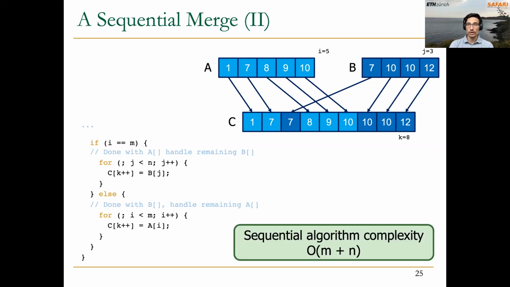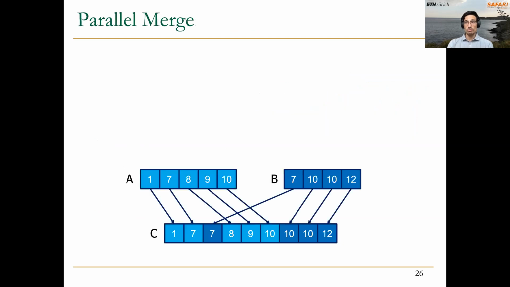One important or interesting observation here is the complexity of this sequential algorithm. As you can see, the complexity is O(m plus n). So if we want to come up with a parallel implementation of the merge sort algorithm that is work efficient, we should shoot for this complexity m plus n. So let's start discussing how to implement this merge operation in parallel.